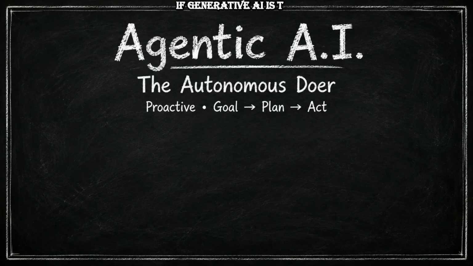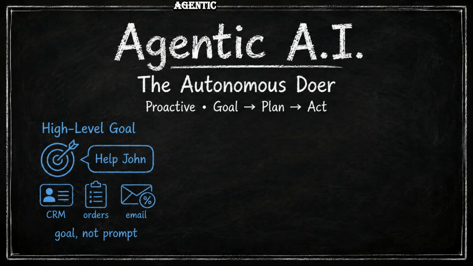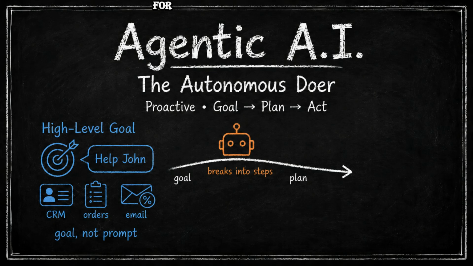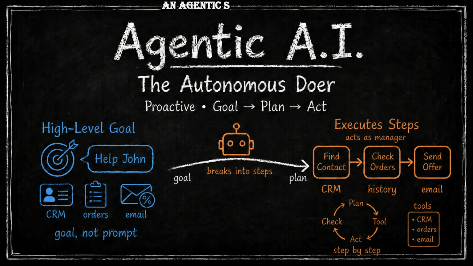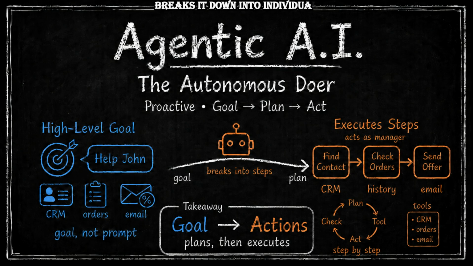If generative AI is the creator, agentic AI is the autonomous doer. Agentic AI is proactive. Instead of giving it a specific prompt for a specific text output, you give it a high-level goal. For example, instead of saying, draft an email to John, you say, find John's contact info on our CRM, check his recent order history, and email him a customized 20% discount code. An agentic system does not just generate a block of text, it acts as a manager. It takes that complex goal, breaks it down into individual steps, and executes them one by one.